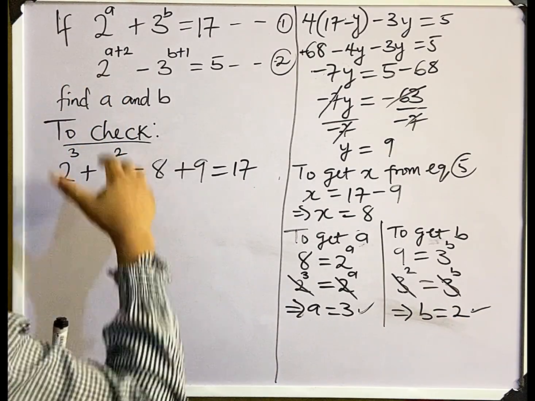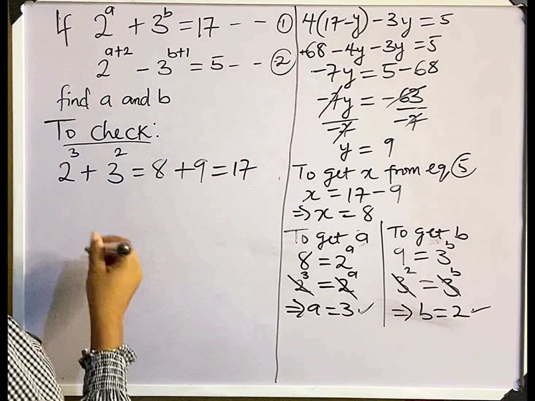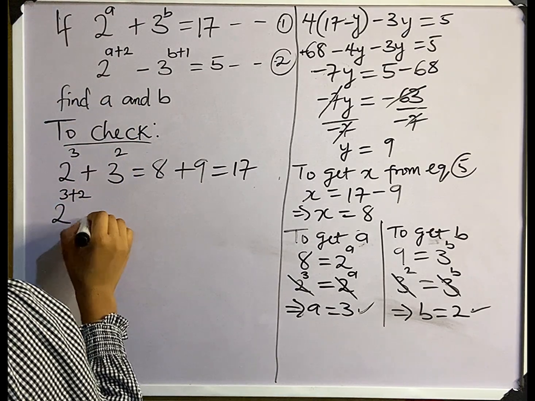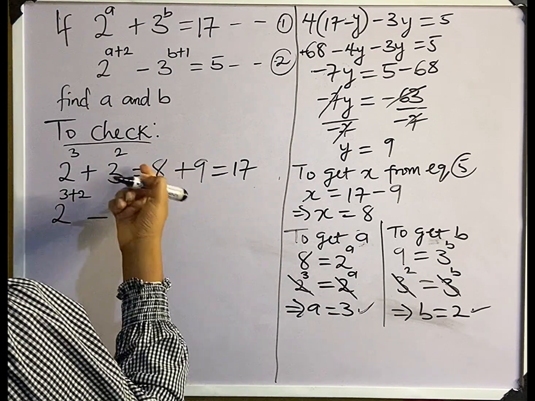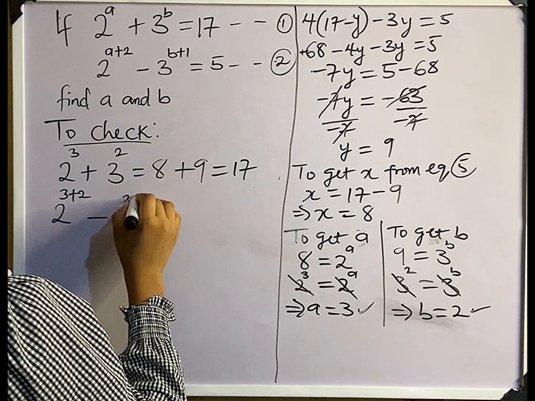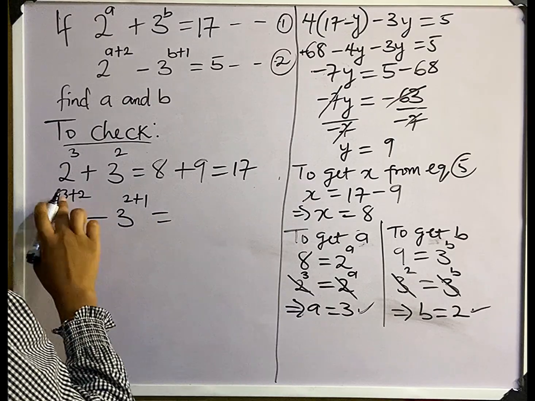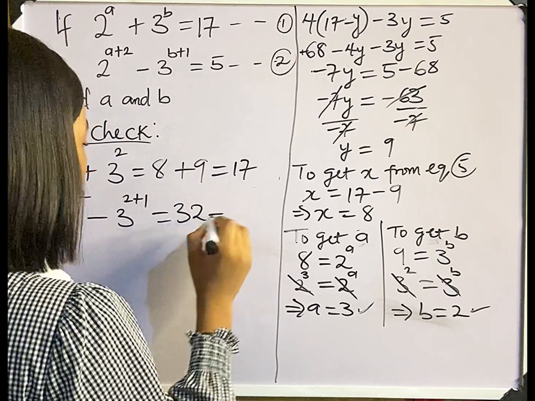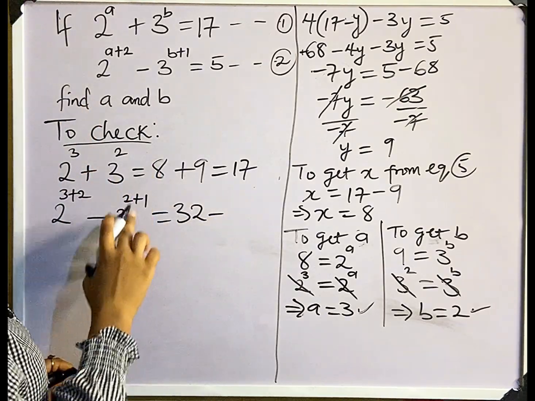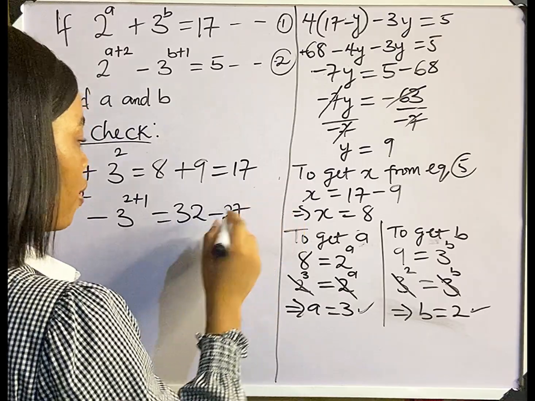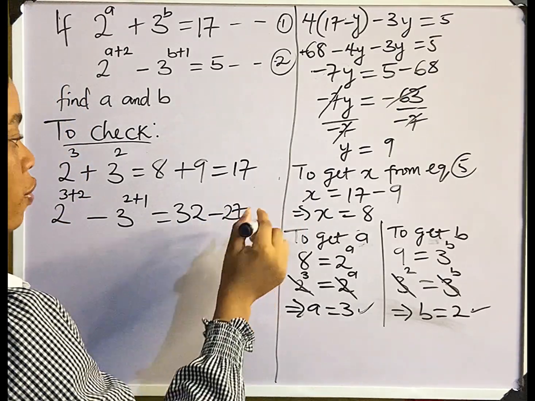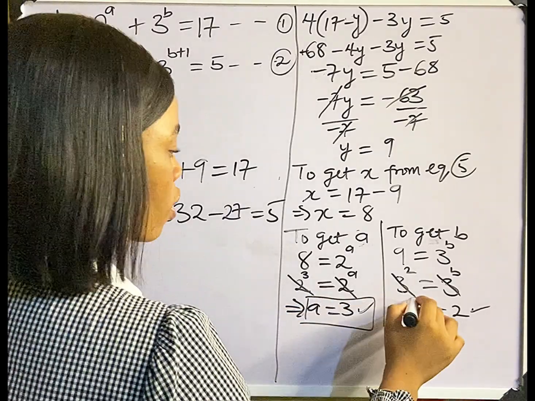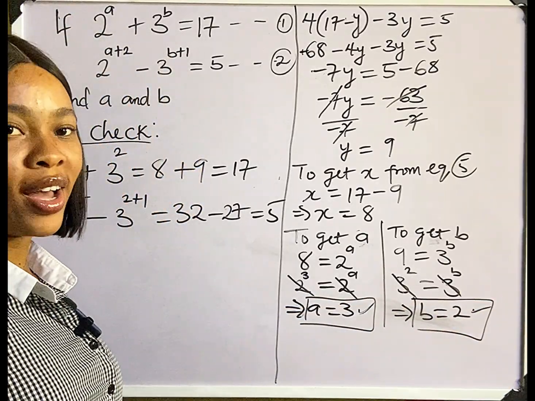Now we can also check our equation 2. So we have 2 raised to the power of a, which is 3 plus 2, minus 3 raised to the power of b plus 1, which is 2 plus 1. 3 plus 2, that's 5. So 2 raised to the power of 5 is 32, minus 3 raised to the power of 3, since 2 plus 1 is 3, that's 27. And 32 minus 27 equals 5. So you see, these are the values of a and b.